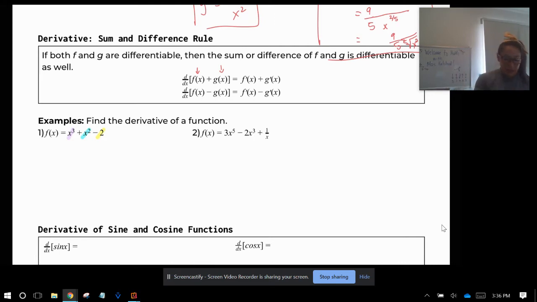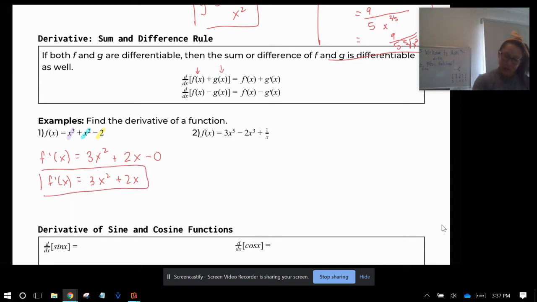So what we do is if we have terms being added or subtracted together, we just apply the power rule to each. So the derivative of x to the third power is 3x squared, plus the derivative of x squared is 2x, our power decreases by 1, minus 2 is a constant, so it's minus 0. So we have f prime of x is equal to 3x squared plus 2x.